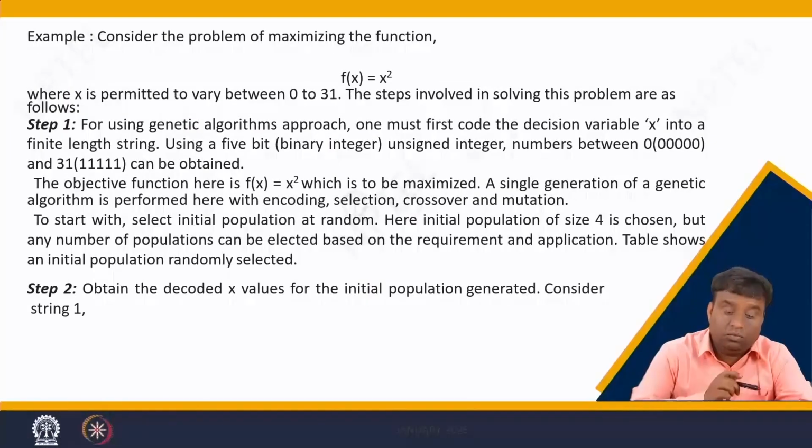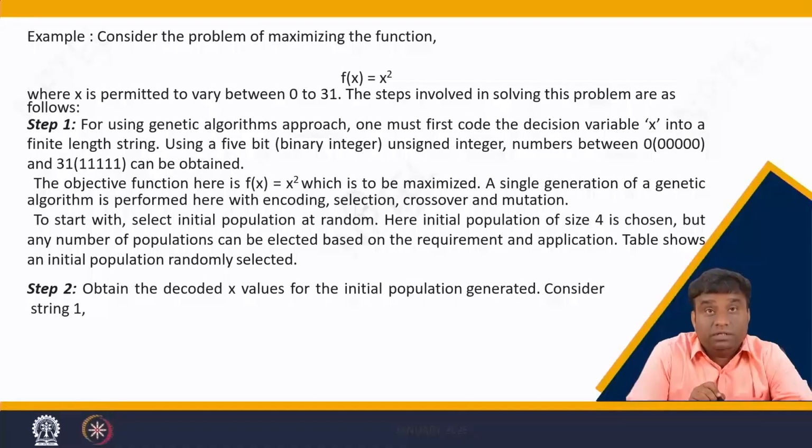So here we consider a problem. Consider a problem of maximizing the function f(x) equal to x square, where x is permitted to vary between 0 to 31. The steps involved in solving this problem are as follows.